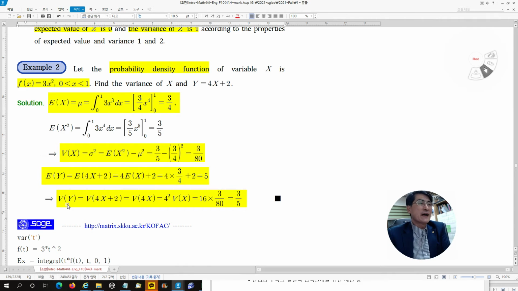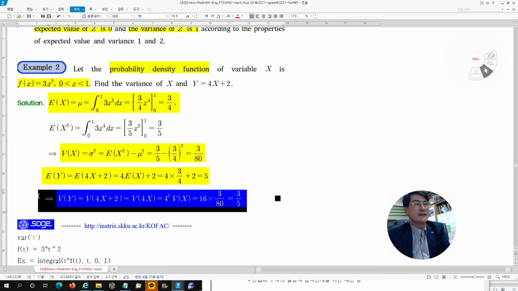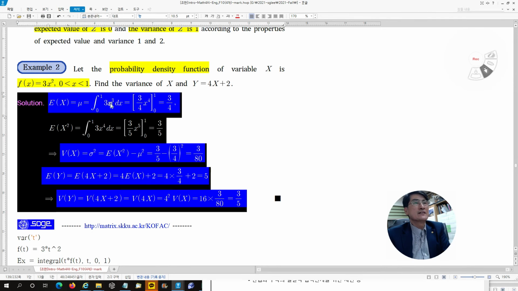And V of y is the same as V of 4x plus 2, which is V of 4x here, and which is the same as 4 squared times V of x. V of x was 3 over 80, so 16 times 3 over 80 is 3 over 5. So we can find all 4 of the answers that were asked.